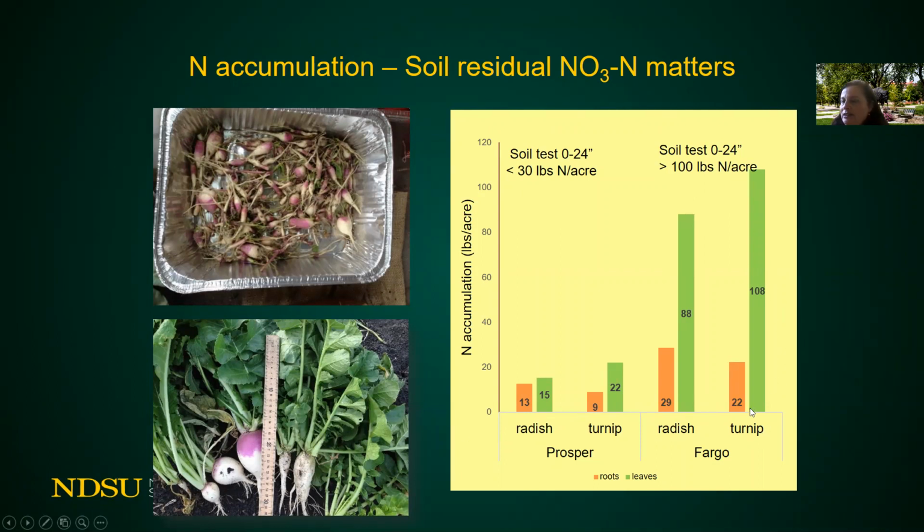And actually you can see that if we sum the root and the leaf tissue, we have more than we actually measured in the soil, and that's because these roots probably went deeper than 24 inches. Now, another important thing: most of this nitrogen is in the leaves and not in the roots of the plants.